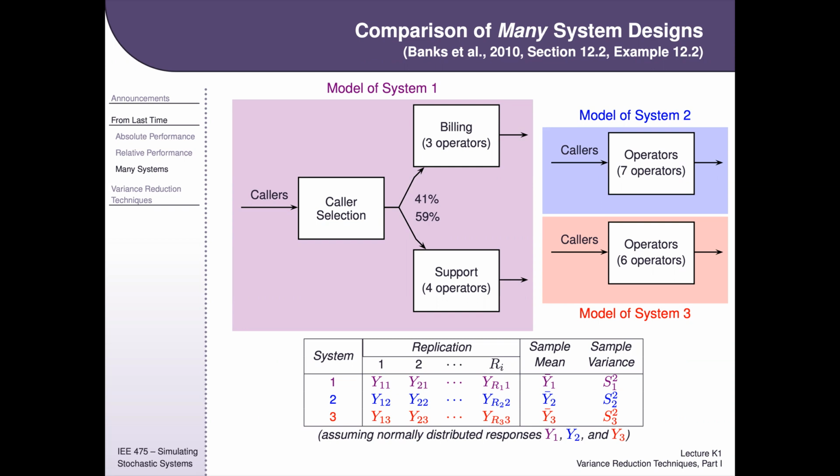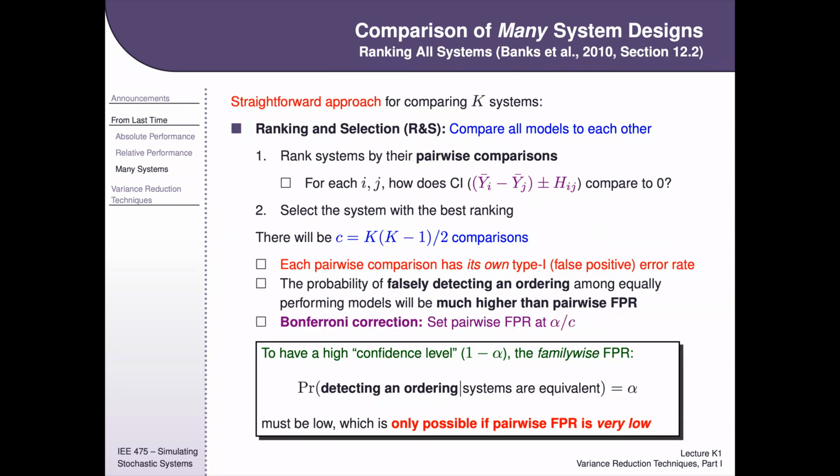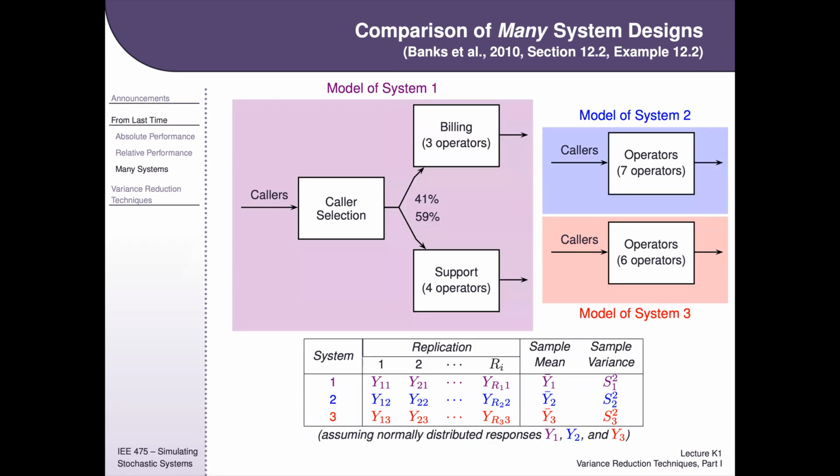And that's necessary so that you don't accidentally detect an ordering at a rate that is higher than your 5% false positive rate. Because the false positive rate for ranking and selection is the probability of detecting an ordering when all the systems are equivalent. And we want that to be 0.05. So you don't want to accidentally tell your boss that system 2 is best when all 3 systems were the same, because in that case, you might as well just stay with the as-is system. Why go through the headache of updating to system 2? You don't want to do that very often at all.